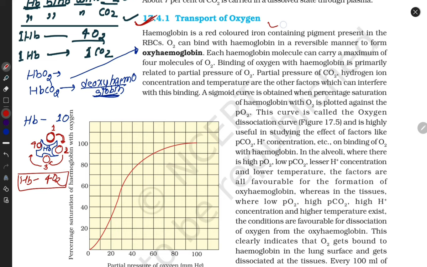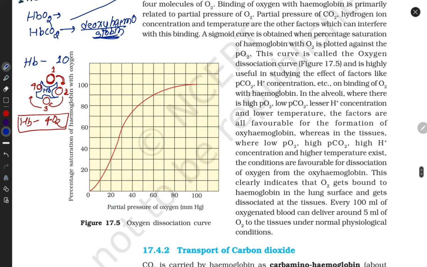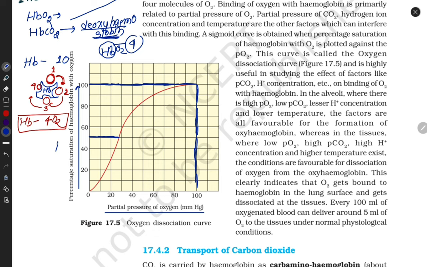Let's check out this graph. This is the partial pressure of oxygen and this is the saturation of hemoglobin. If we take 100% hemoglobin in the oxygen binding state, the 100% saturation level is here. It means hemoglobin has completely bound its 4 oxygen molecules. And if I want to find the P50 value, at 50% saturation, how much pressure will there be? This much.